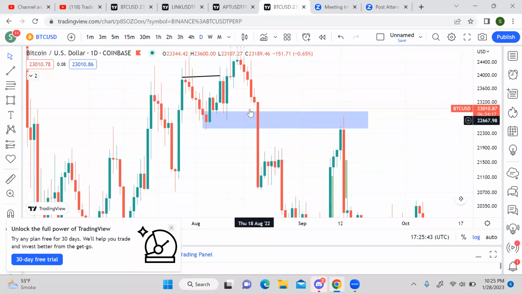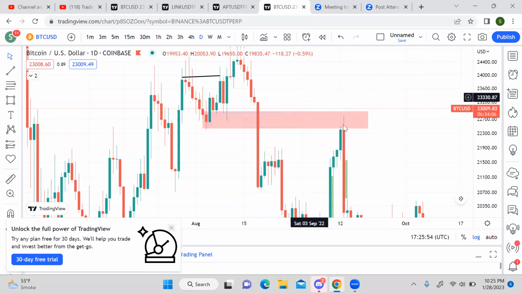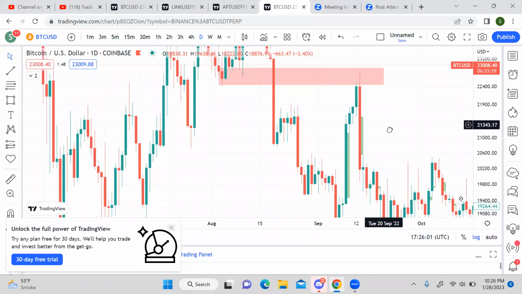But what happened here? Price didn't respect that order block, and goes straight down. So when it goes down, it turns into a breaker. Now whenever price comes into this breaker, it will go down. The price came here, look at this, tapped and went straight down. I will show you another one.